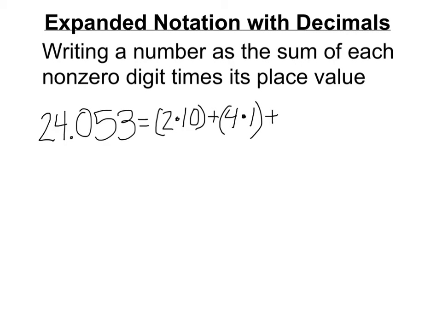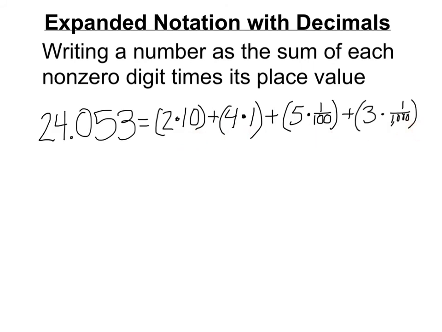So I'm going to add on 5 times, this is where we need to remember that decimals are really just special fractions. So it's in the hundredths place. So 1/100th. And then finally, if the 5 is in the hundredths place, that means that this 3 then is in the thousandths place. So this is 3 times 1,000th. And there's 24.053 written in expanded notation.